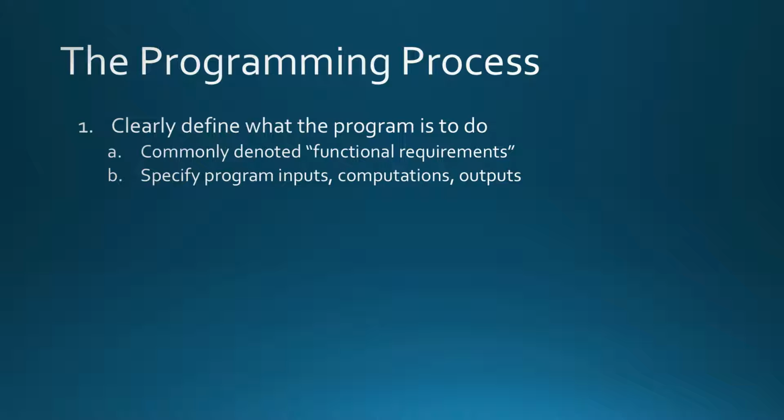Well, step number 1 is to clearly define what the program is to do. We have to define its behavior, the expectations of the client or the user. This is commonly denoted as defining or specifying the functional requirements. And the functional requirements can generally be divided into 3 categories: the program inputs, or the data it's going to operate on, the computations, and the outputs.